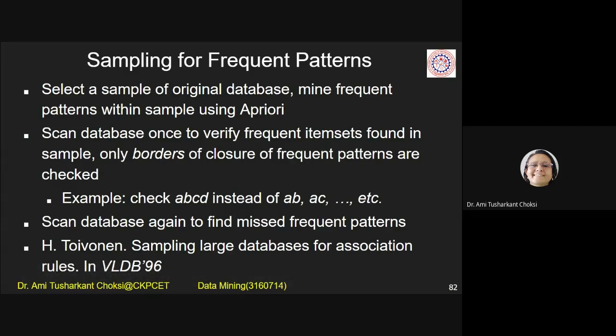Who has given this? That is H. Toivonen, who has given the sampling large databases for association rules. That person has given this algorithm. Fine. For large databases. Okay.